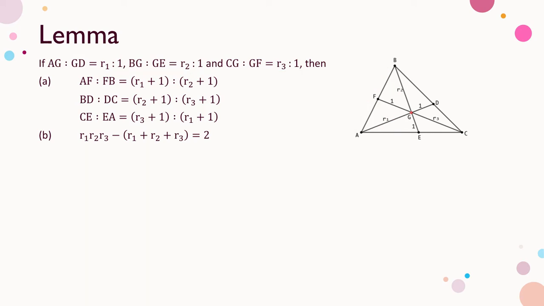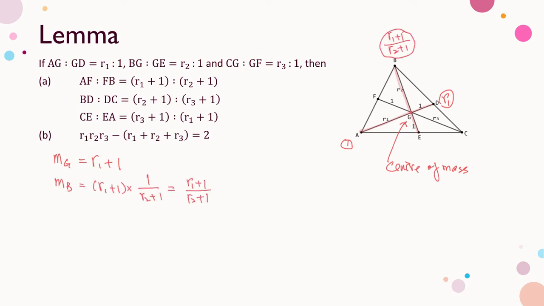Regard the intersection point G as the center of mass of the triangle. To fit the ratio of lengths on AGD, assign a mass of 1 to A and a mass of r1 to D. Then the mass of G is r1 plus 1. Consider the ratio on the line segment BGE. The mass of B is the total mass times the corresponding ratio of the side. Therefore, we have AF to FB equals r1 plus 1 to r2 plus 1.